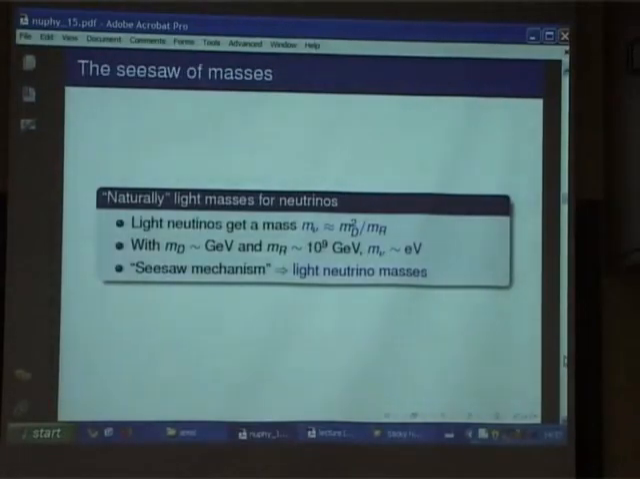So what has happened? This is a mechanism. We have a light neutrino which has a mass of m_D squared by M. Actually the mass was minus m_D squared by M. So why did I sweep it under the rug? I got a mass as minus of something. So what would that mean?